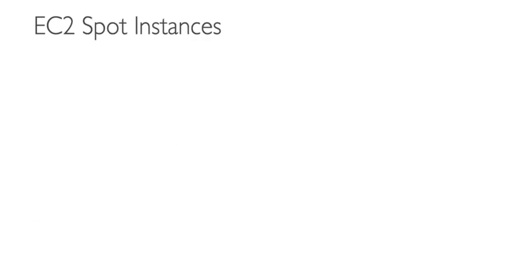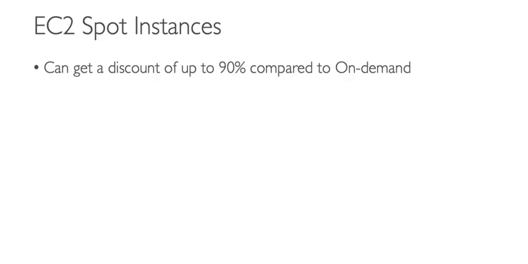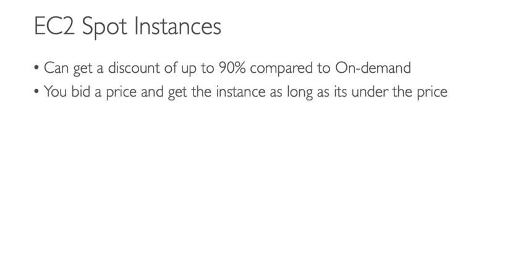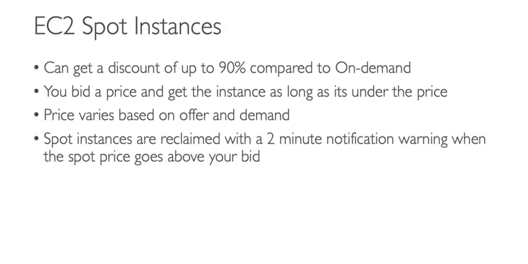And so, yeah. Next, we have spot instances, and for spot instances, we can get a discount of up to 90% compared to on-demand, so it's the steepest discount. But basically, we bid price, so we have to bid, and then we get the instance as long as its current market price is under our bid. But if we get outbid, basically we'll lose the instance. So the price will vary based on offer and demand. When there's a lot of demand, the price goes up, and when there's not much demand, the price goes down. And so the spot instances, they can be lost, as I said.